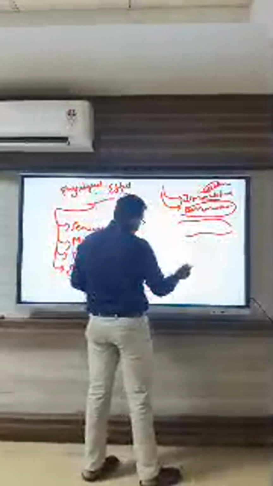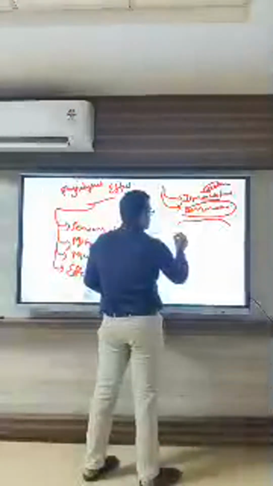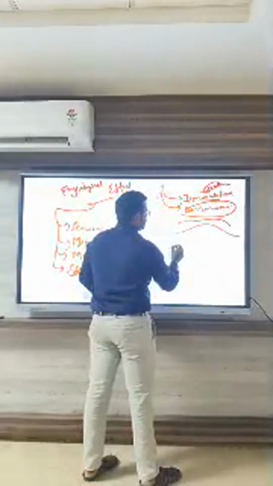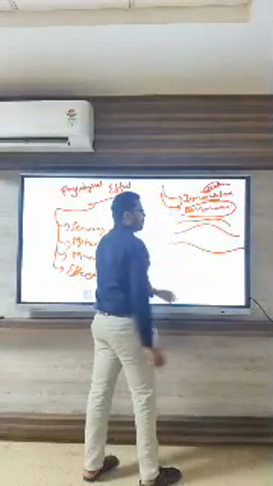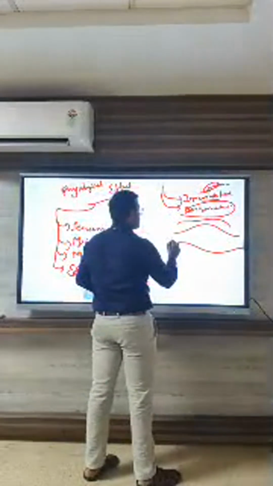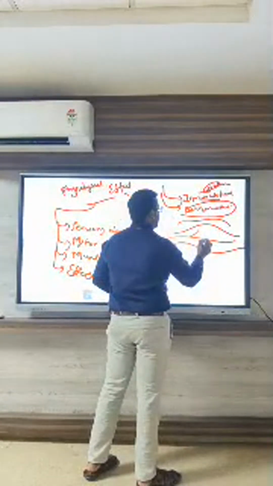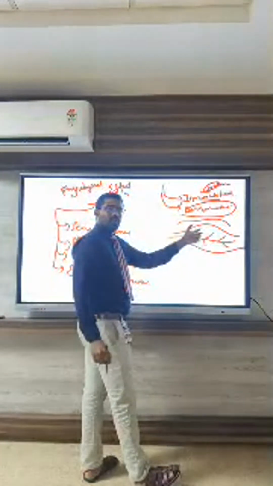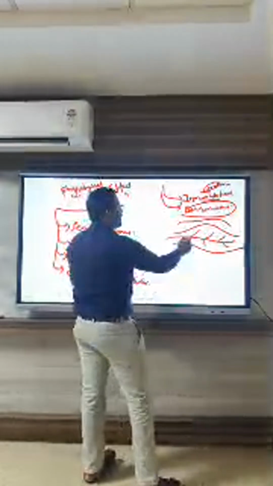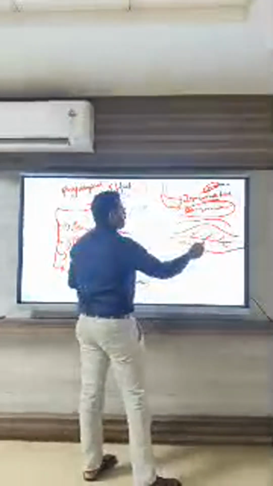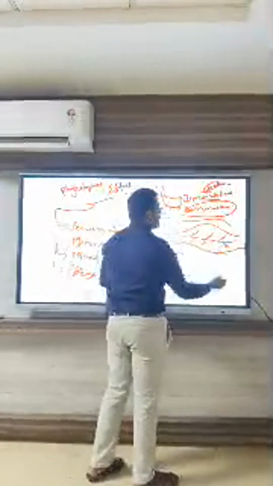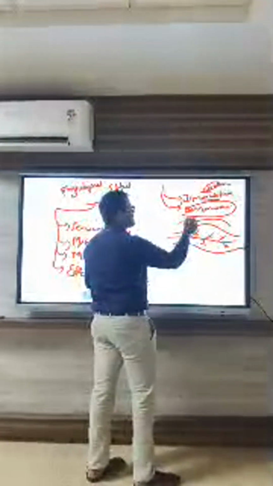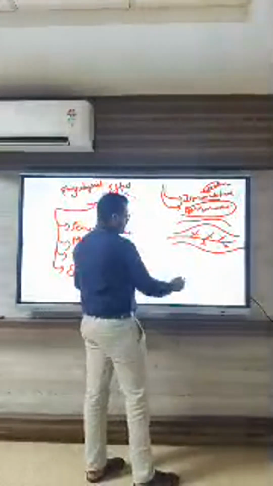So for consideration, this is the group of muscle and this is the supply of nerve. Some branches of nerves are supplied to the group of muscles. In this branch, if any nerve roots are cut, that is known as denervation.